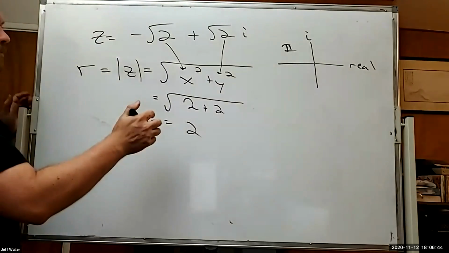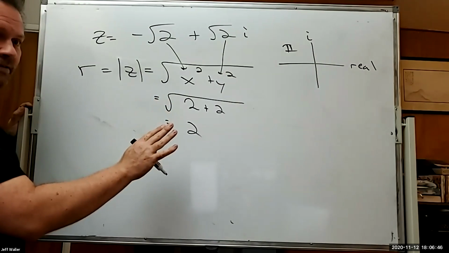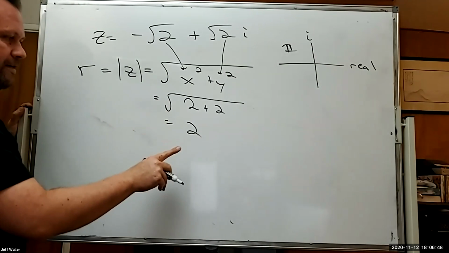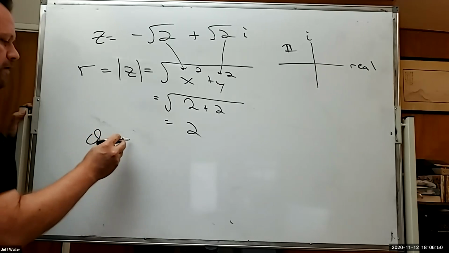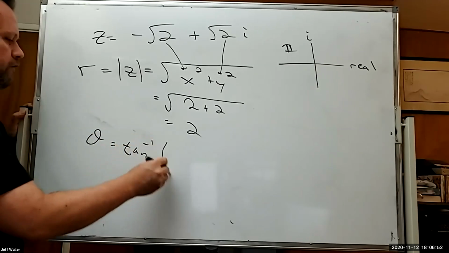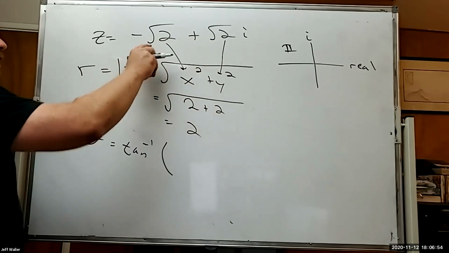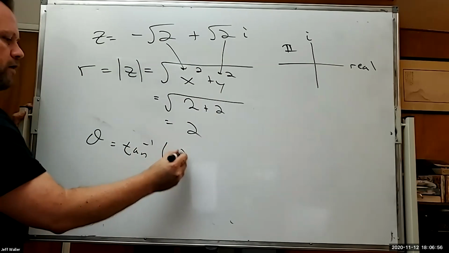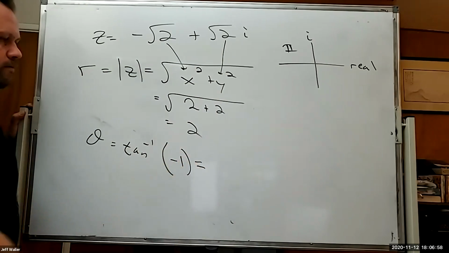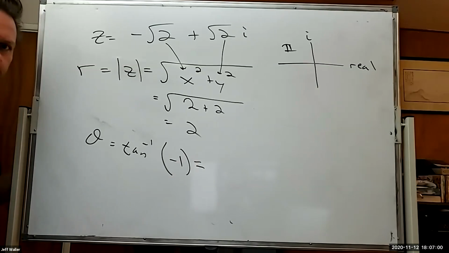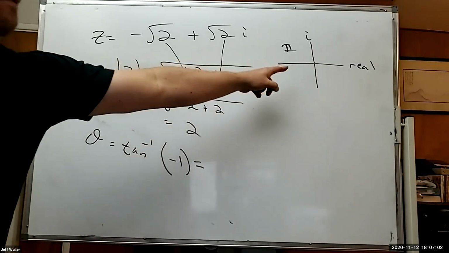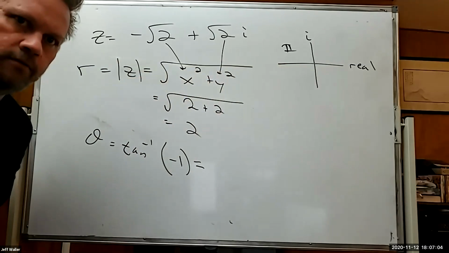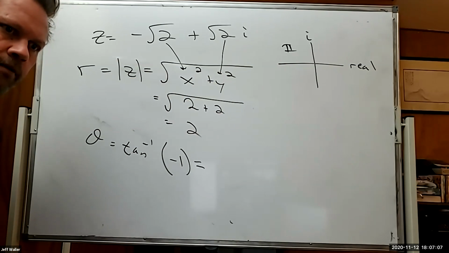Okay, that's nice. And then what's theta going to be? It will be the inverse tangent of y over x, which just comes out to be -1. That will not be the right answer. And we know why, because we've done this work for ourselves. We know what quadrant we're supposed to be in.